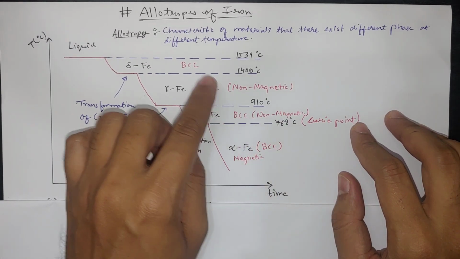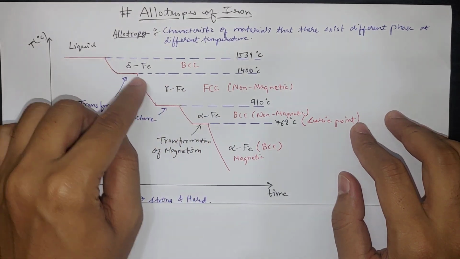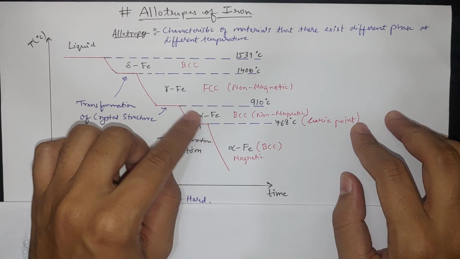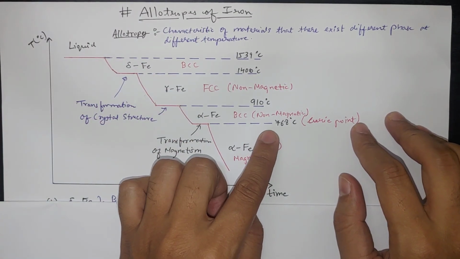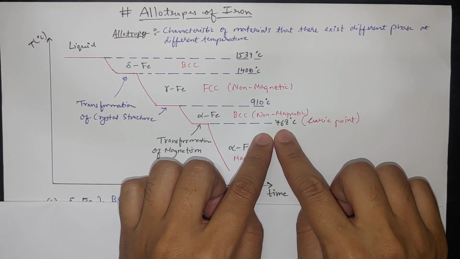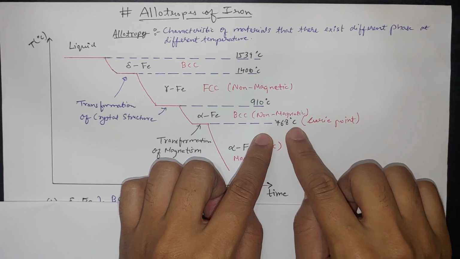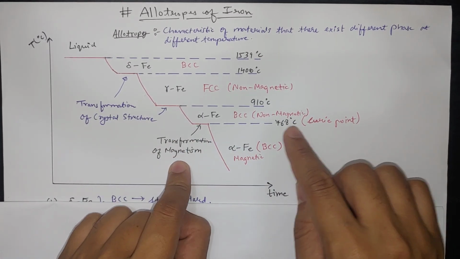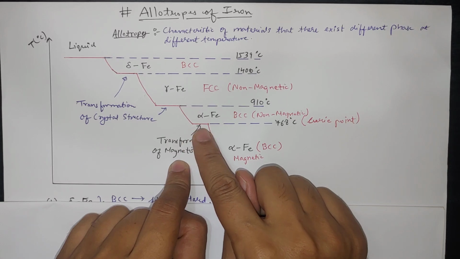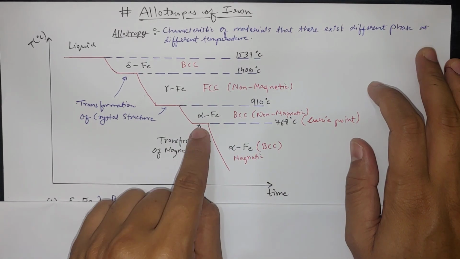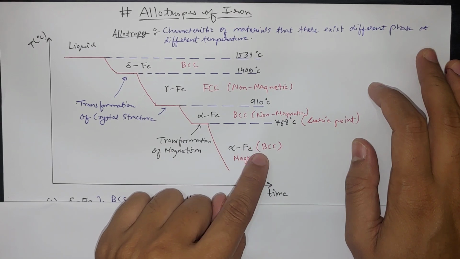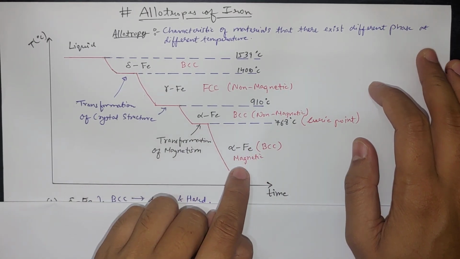So these three structures which we have discussed, delta, gamma and alpha iron, till 768 degrees Celsius, all are non-magnetic, but there will be magnetization after 768 degrees Celsius. If we further cool it, there will be transformation of magnetism, meaning the material will get magnetized. So it will remain in the alpha iron phase, which is BCC structure, but the material will become magnetic in nature.